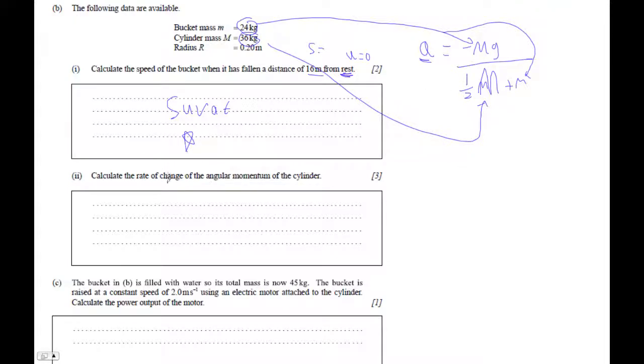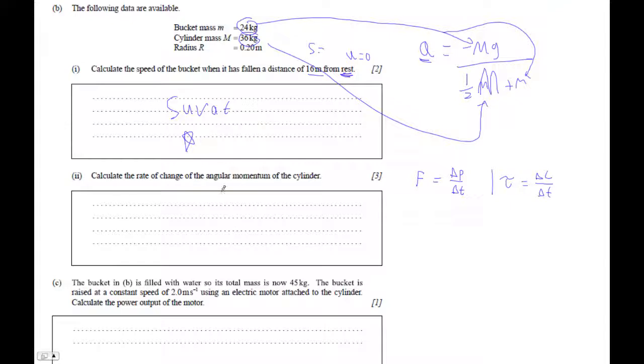Okay, and then the rate change of the angular momentum of the cylinder. Dear Lord. Well, in linear land, the rate change of linear momentum is the force, right? So in rotational land, the rate change is just the torque, right? Torque is change in L over change in T, right? Are you going to remember that on the test in May? I just don't think so.